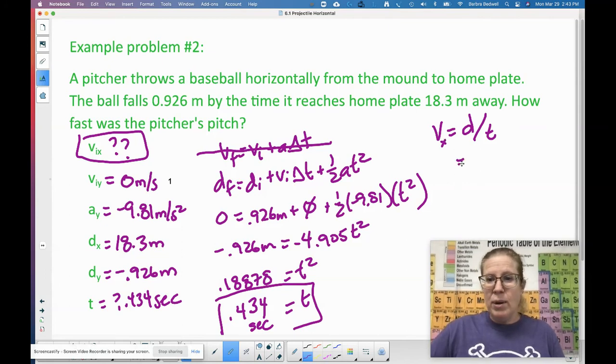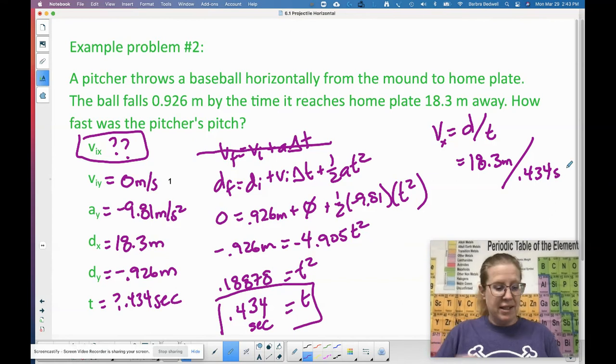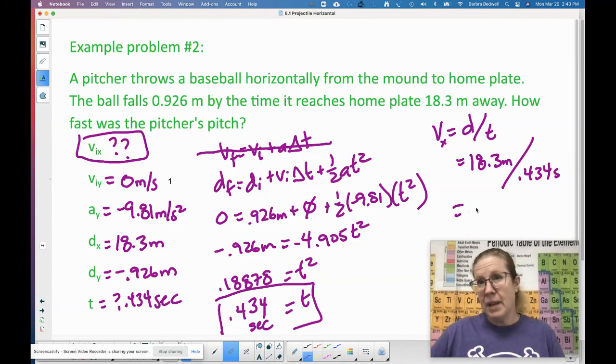We don't know what that is. We do know what our displacement is. Our horizontal displacement is 18.3 meters. And we know that it was in the air for 0.434 seconds. So 18.3 divided by 0.434 is equal to a VIX of 42.1658, something like that, meters per second. Again, that's positive because you're throwing it in the positive direction. So that's VIX, or its initial horizontal velocity.